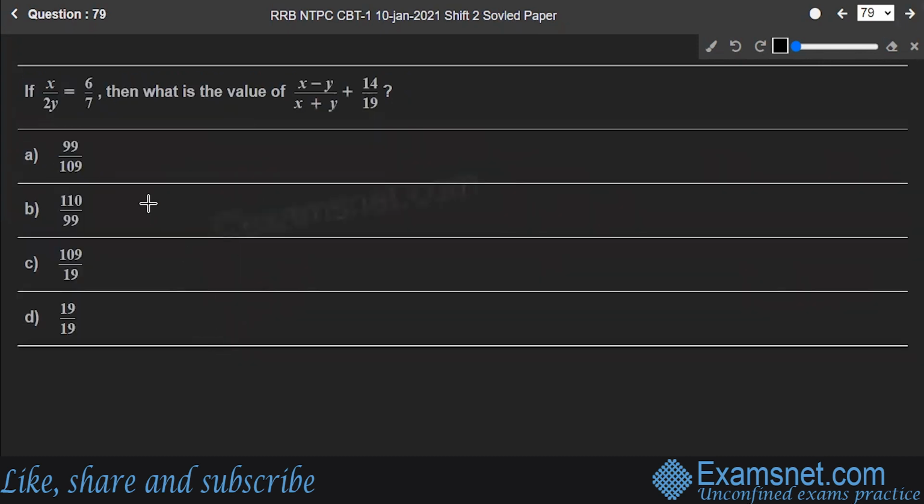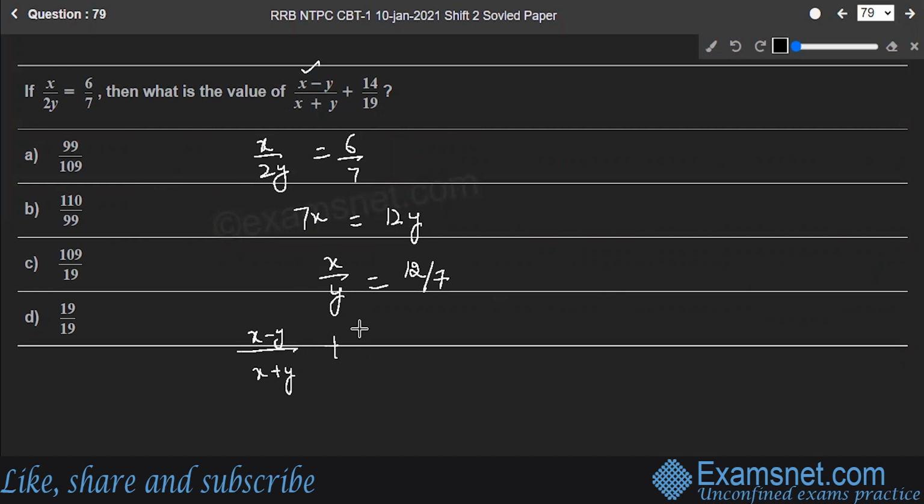Next is question number 79. x upon 2y is equal to 6 by 7. Then what is the value of this whole expression? All right, let's move. So you are given x upon 2y is equal to 6 upon 7, which gives you 7x is equal to 12y, or x upon y is equal to 12 upon 7. Now you have to find the value of (x minus y) upon (x plus y) plus 14 upon 19.